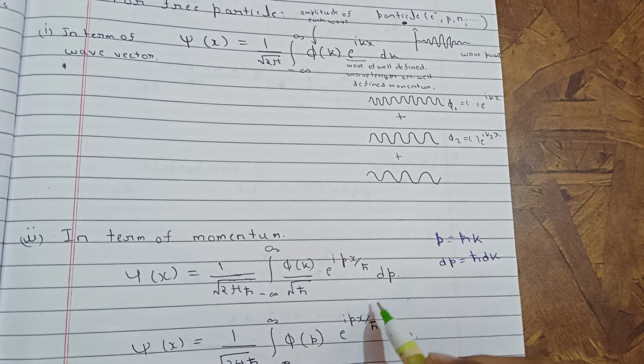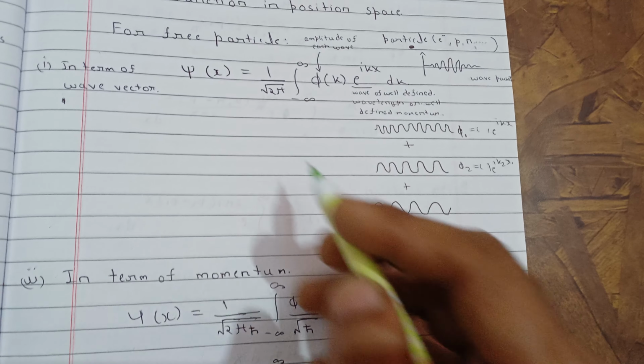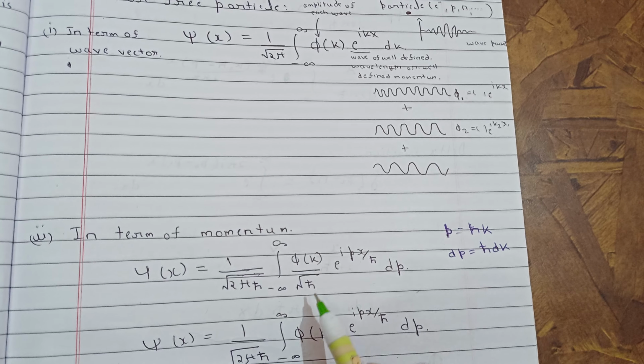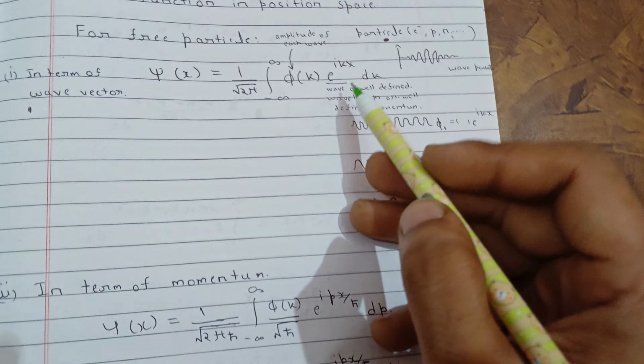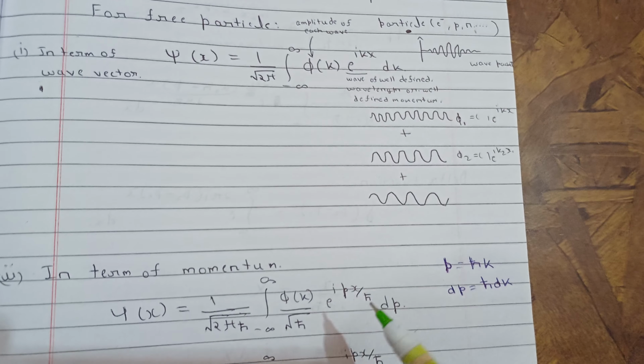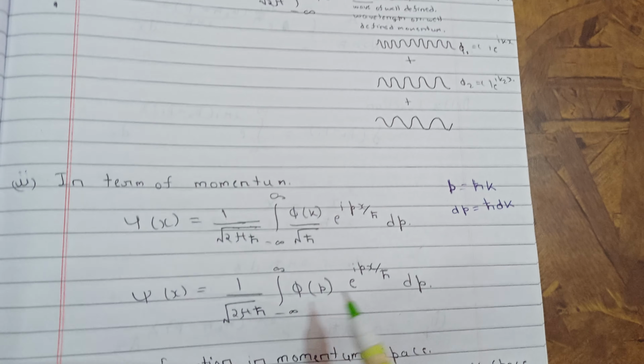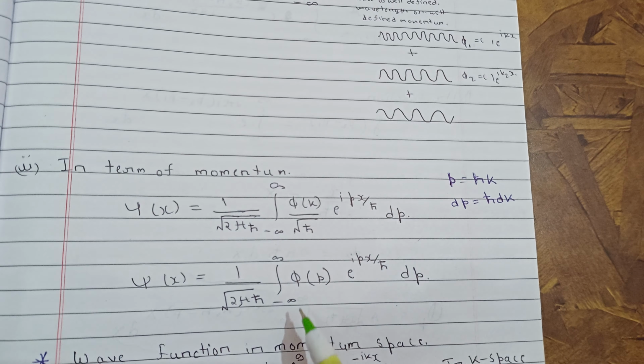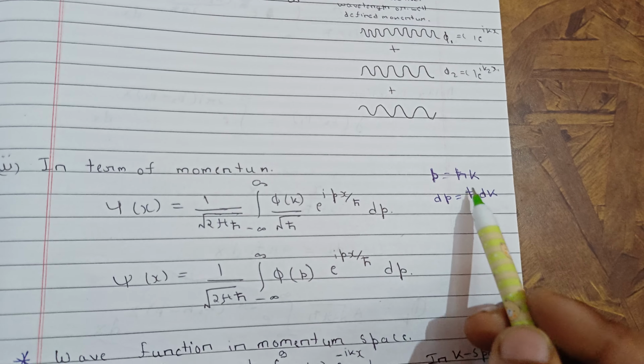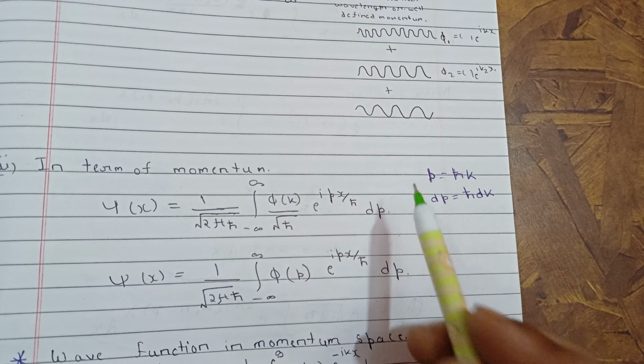Now you will write h cut as under root h cut times under root h cut. So 1 under root h cut will go with under root 2 pi, and 1 under root h cut will go with the phi k. In place of k you will write p by h cut. So it will be like this. Now you can write this whole term as a function of p, because k and p are related. Now you have, in position space, the wave function in terms of momentum. So it is in position space, not momentum space. We are discussing only position space now.